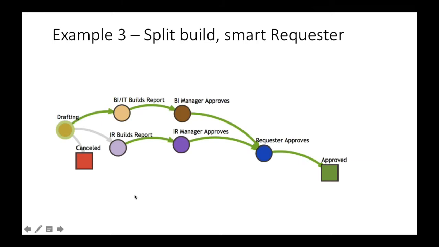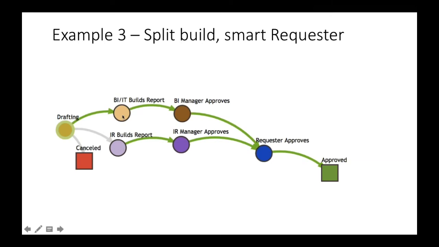This next example was for a client where I call it the split build with a smart requester. So this client had in their request process for reports kind of an equal split, with a bit more of traffic going to the BI in IT and the rest of it going to the IR, the Institutional Research Department, to build. So both of these groups, and I think you're familiar with this structure, it's common, both of these groups could build reports, and the requester in this client's case was sophisticated enough to know which one they should route to.